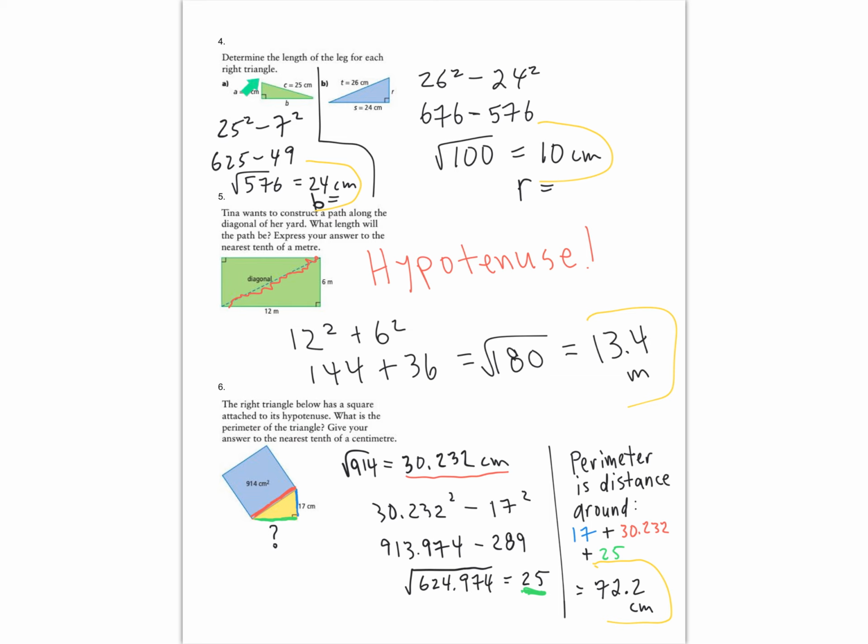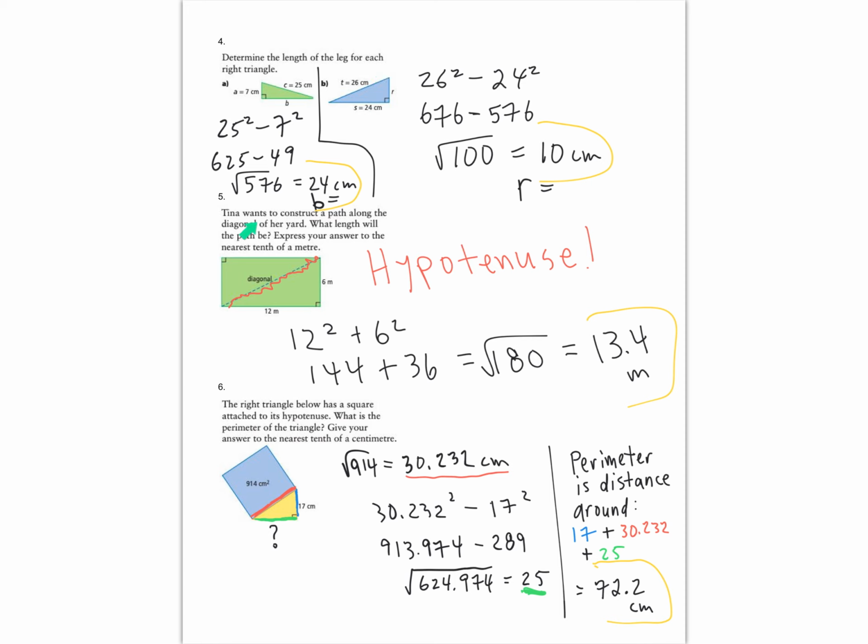Just some simple calculations here. We're trying to find a leg, one of the shorter sides. So we square the hypotenuse, we square this leg and we subtract. So 625 minus 49 is 576. Square root it, 24. So B here is 24 centimeters. Over here, very similar. Square the hypotenuse, square the leg, and subtract. You get 100. So square root 100, and R equals 10 centimeters.